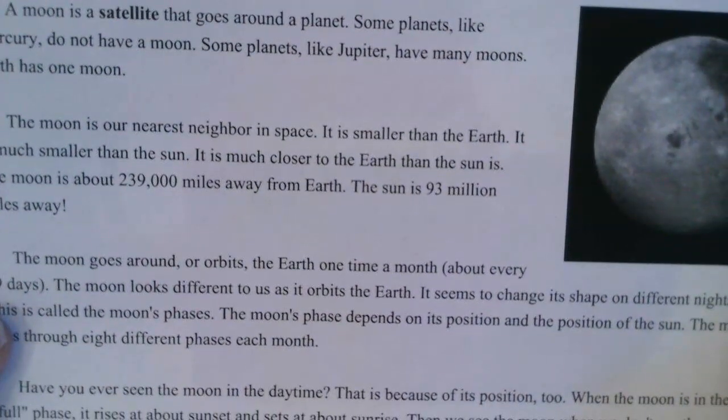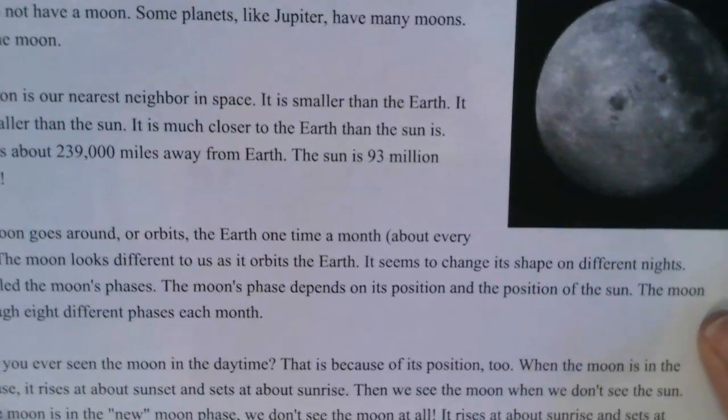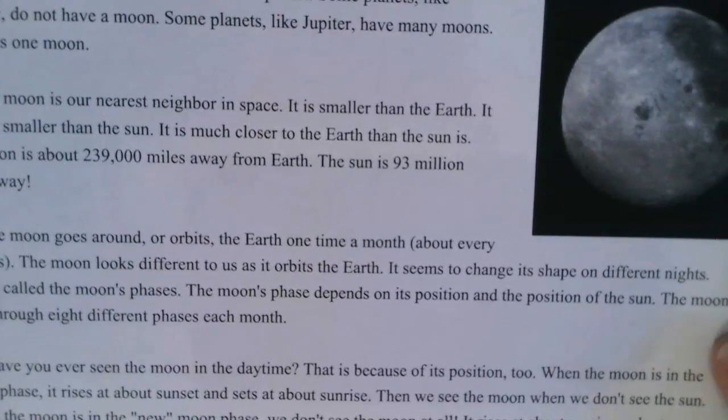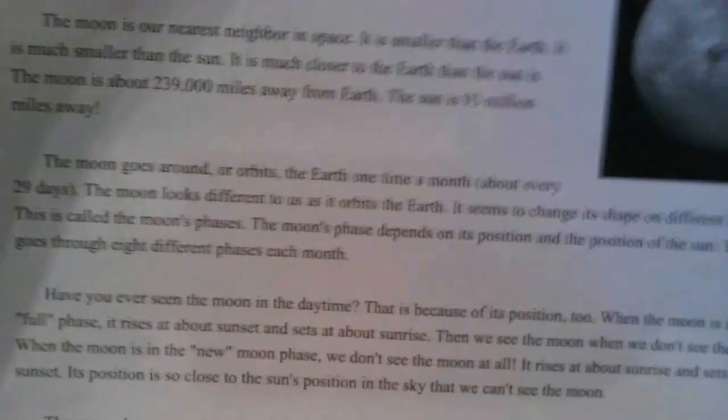The moon looks different to us as it orbits the Earth. It seems to change its shape on different nights. This is called the moon's phases. The moon phases depend on the position of the moon and the position of the sun. The moon goes through 8 different phases each month.